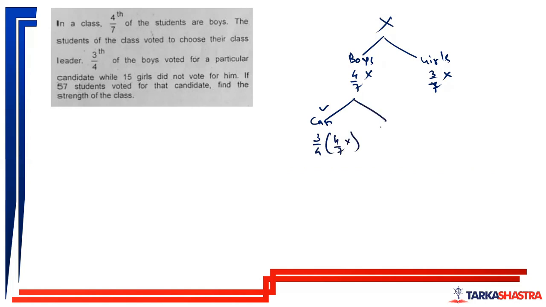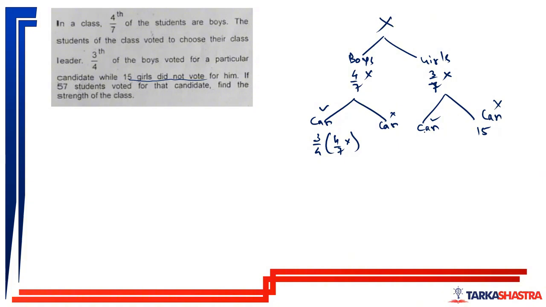And then the remaining boys did not vote for him. So let us see if we have to find it out or not. And then 15 girls did not vote for him. So how many voted for the candidate? We'll have to find out. If 57 students voted for that candidate, find the strength of the class.